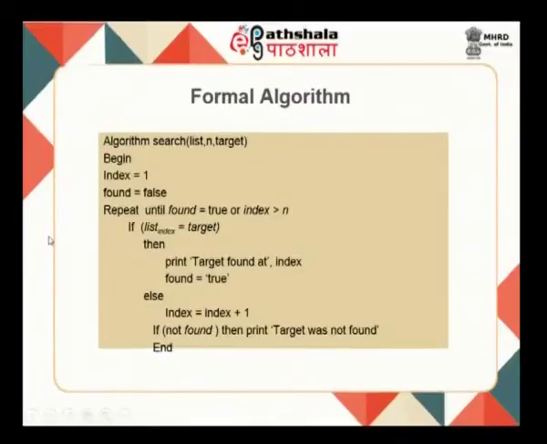So, the formal algorithm says: algorithm, then the algorithm name I am putting as search, the input parameters are a list of n elements and also the target. Begin and end are the keywords, under which I am setting index equal to 1, then initially setting found equal to false. I am starting the condition, checking the target with all the list elements, and I keep on doing that till the target is found or not. So, this is how the formal algorithm looks.